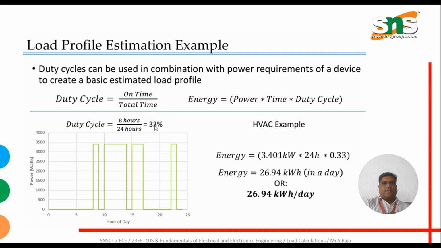So here this projector takes a power of 3.401 kilowatt, the total time is 24 hours, and the duty cycle is 0.33, because out of these 24 hours, the projector is switched on for only 8 hours. Multiplying 3.401 by 24 by 0.33 gives 26.94 kilowatt hours in the entire day. So this is the energy taken by one projector operated for 8 hours. So you can calculate anything.